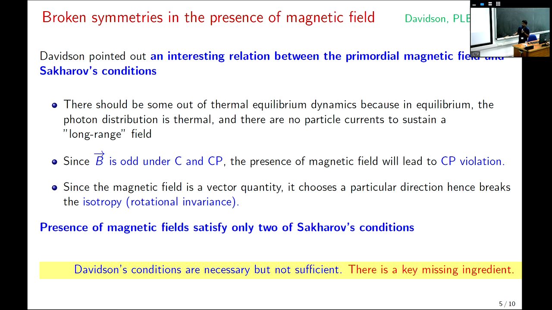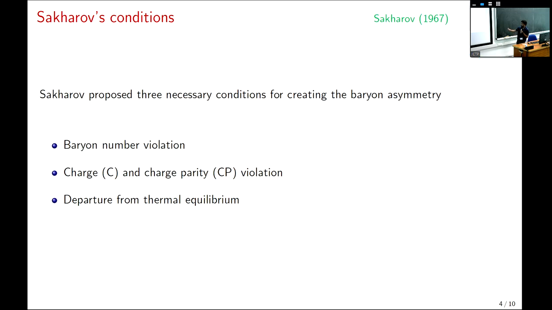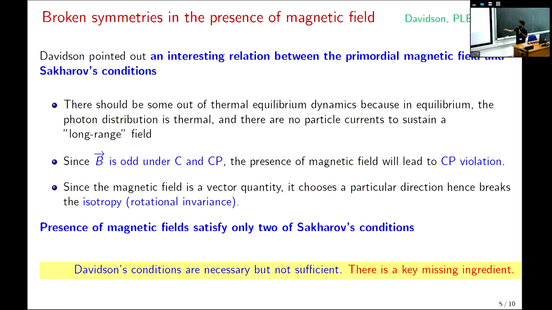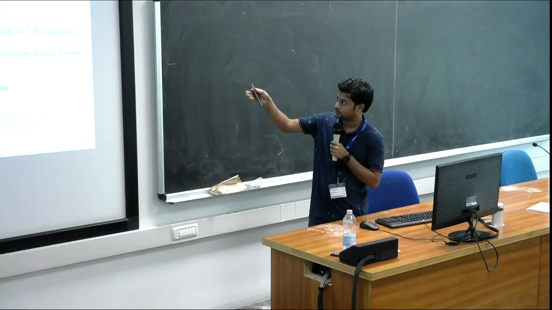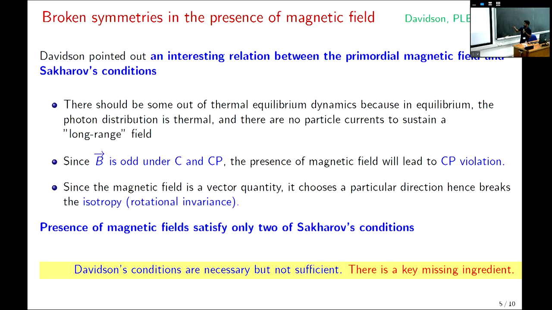So the baryon number violation we cannot achieve in this model, with the symmetries of the magnetic field in the presence of a primordial non-helical magnetic field. In order to consistently map the symmetries of the universe, we need a helical magnetic field, and that is the missing key ingredient in her model.